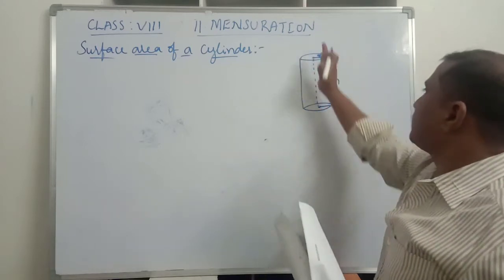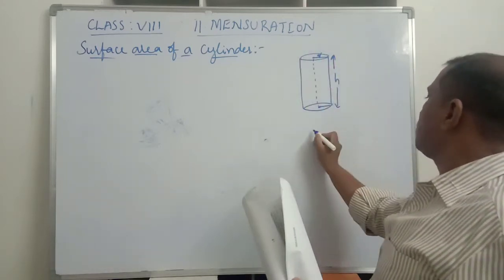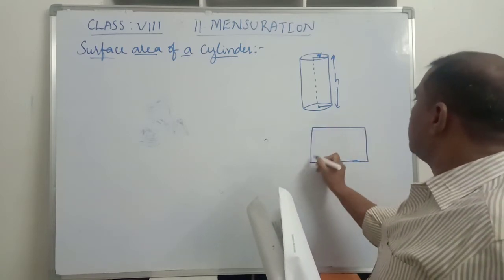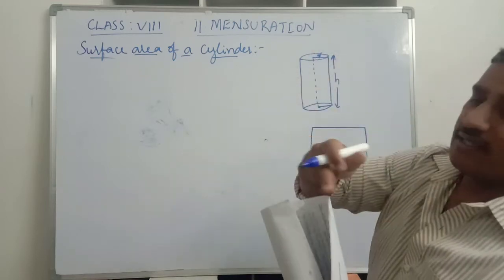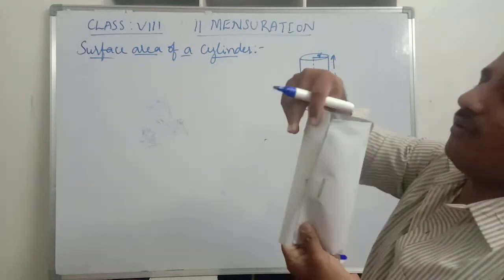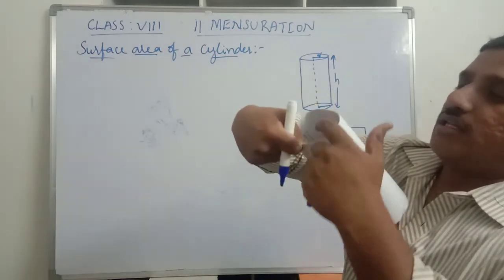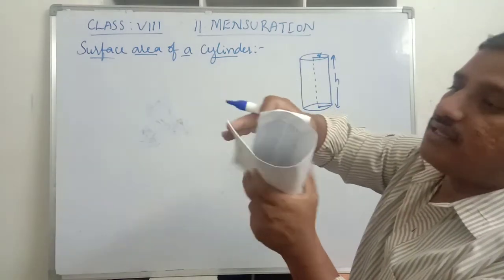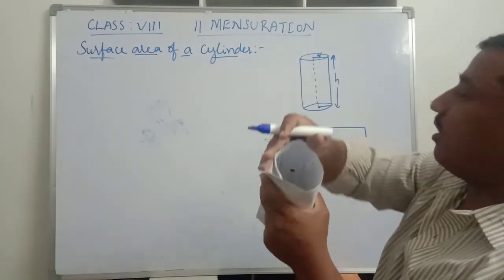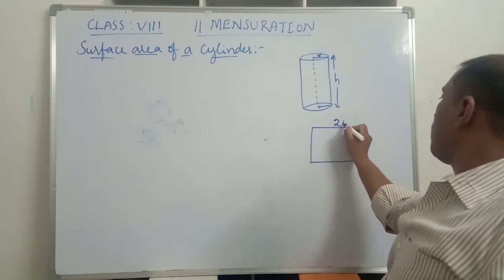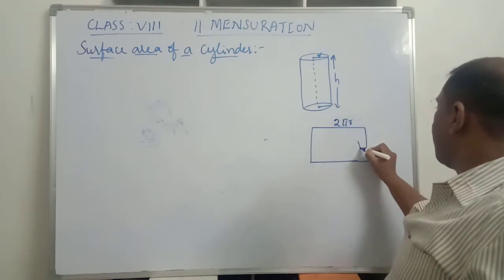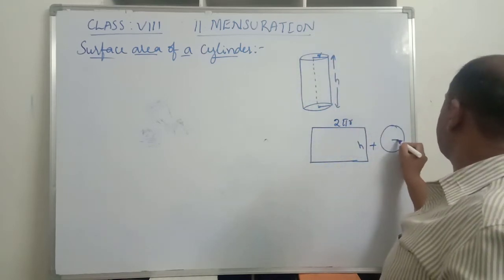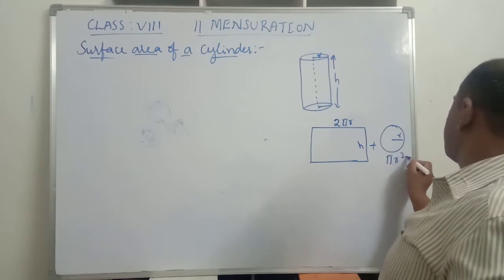So when we cut it vertically, we will get a rectangular shape. The length of this rectangle is equal to the circumference of the circular surface. So the length of this rectangular paper became the circumference of the circle of radius r. So let this length be 2 pi r units, and the height is h, plus the area of the top circular surface, whose radius is r, therefore it is pi r square.